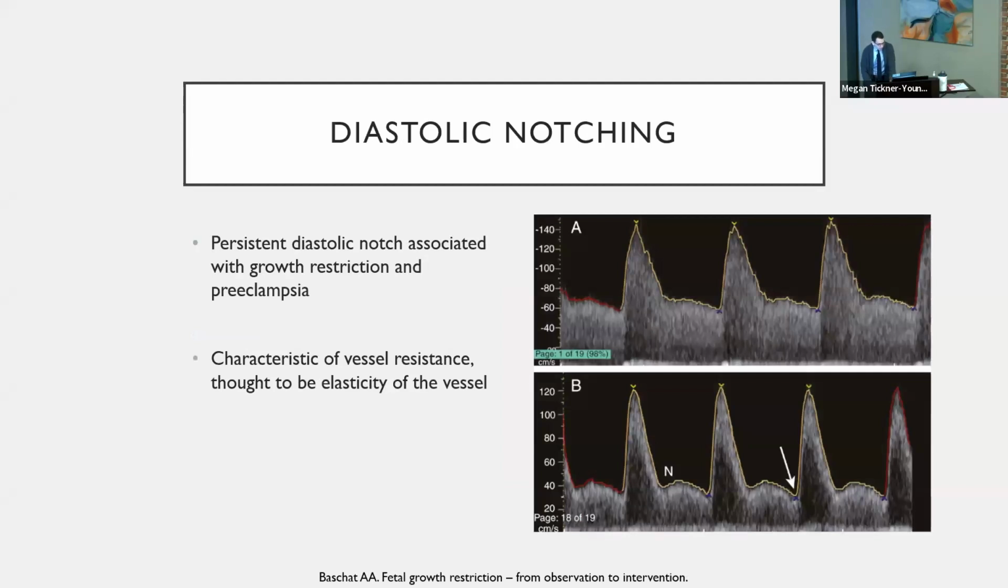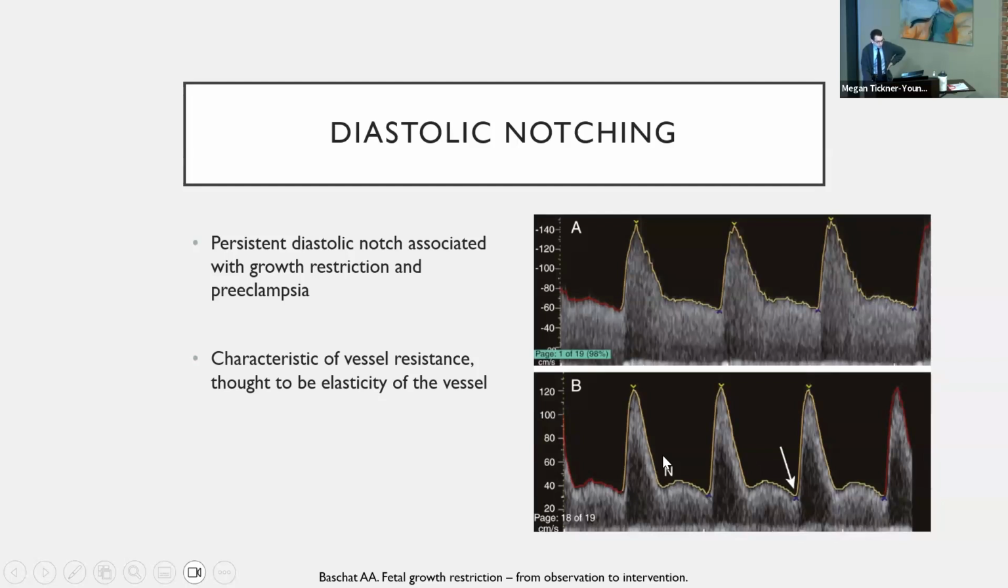One of the things you can evaluate with the uterine artery Doppler is an early diastolic notch. Let's see my screen. An early diastolic notch right here. And persistence with this is associated with both growth restriction and preeclampsia. Notching is characteristic of vessel resistance and thought to represent elasticity of the vessel.